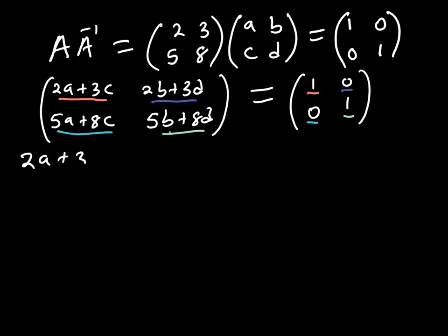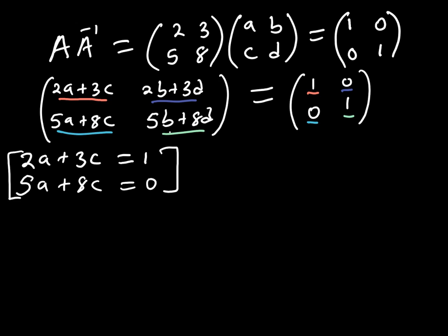2a plus 3c is equal to 1. Okay, let's also, to make our life simple, look for another entry which is having a and c. It is here. It is 5a plus 8c equals 0.